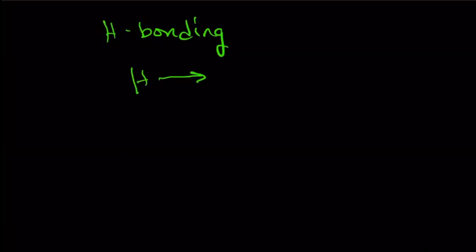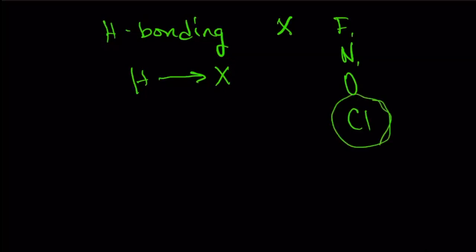We'll call that element X. And X can only be one of four. It can be fluorine, it can be nitrogen, it can be oxygen, and sometimes chlorine. And the reason why sometimes chlorine is because chlorine is large. And because it's large compared to fluorine, the electrons are going to be further out. And so the electrons are not going to be influenced by the nucleus as efficiently as fluorine, in which the electrons are close to the nucleus.